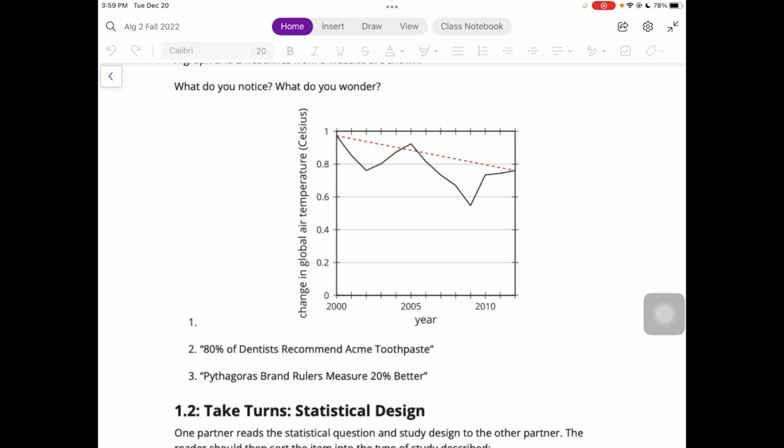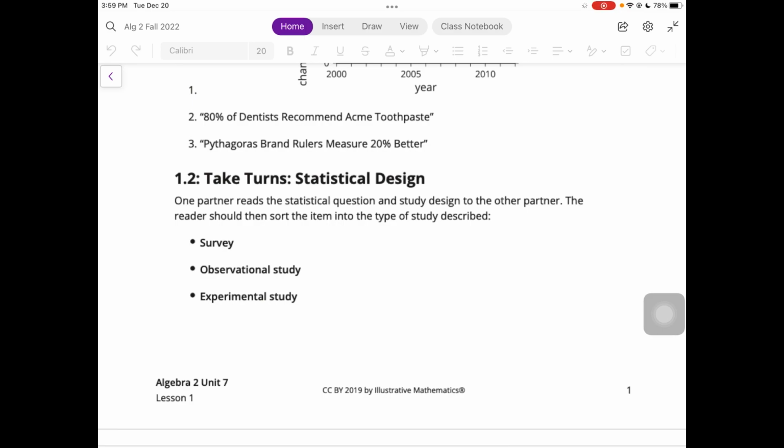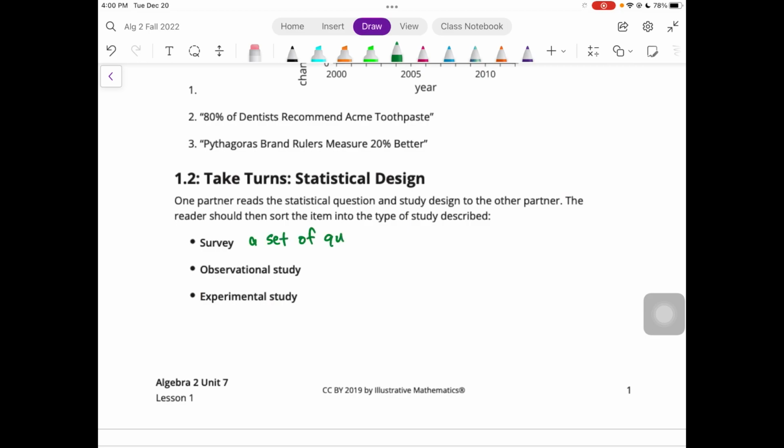All right, so we are going to take a look at some questions and study designs, and we are going to sort them into the type of study described. So we have surveys, which might be helpful for us to define. You can look in our agenda to see what those definitions are, but a survey is a set of questions given to people to seek their responses.